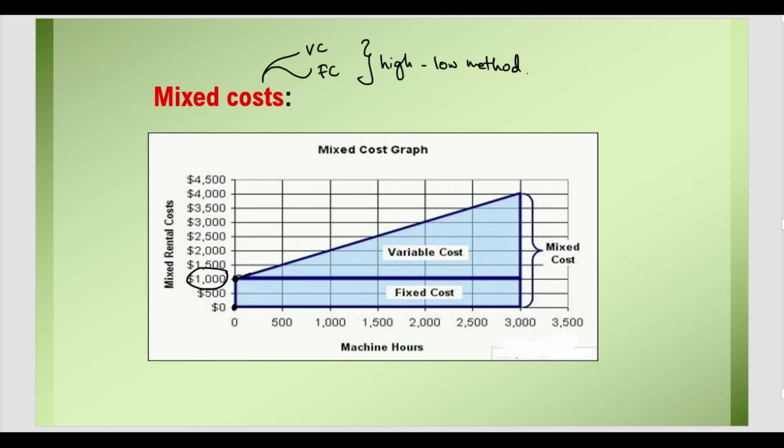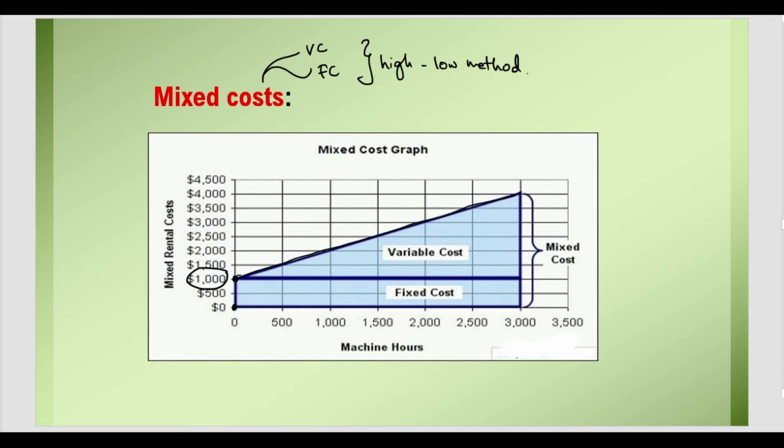So any elements which increase with the increase of the output, which is machine hours in this case, are called variable cost. Fixed cost and variable cost in a mixed cost will be distinguished or separated using the high-low method. This method we're going to learn in topic number 9, the last topic of this subject.